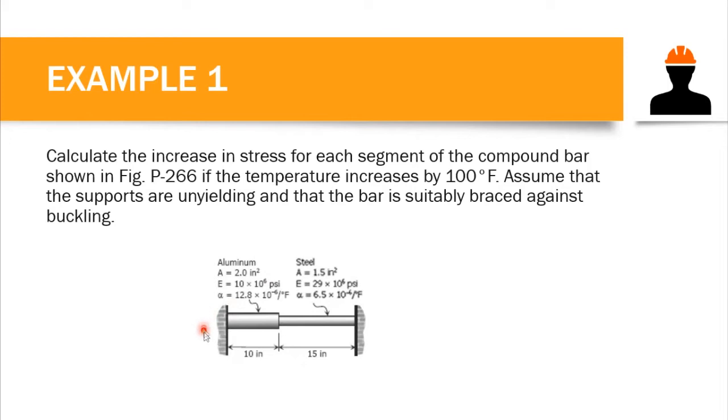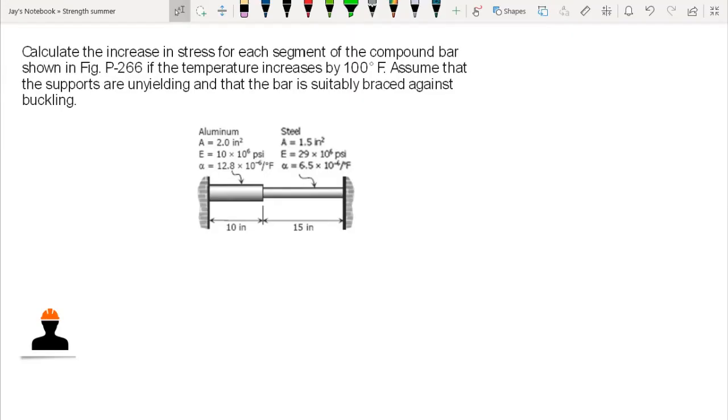Let's try to compute a problem. We have to calculate the increase in stress for each segment of the compound bar shown in the figure if the temperature increases by 100 degrees Fahrenheit. Assume that the supports are unyielding and that the bar is suitably braced against buckling.